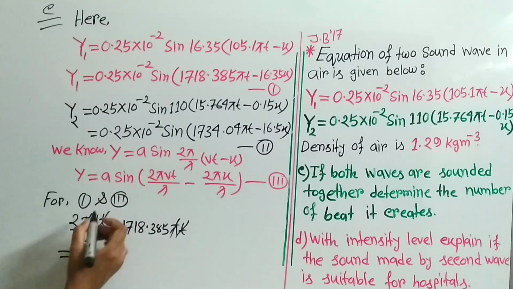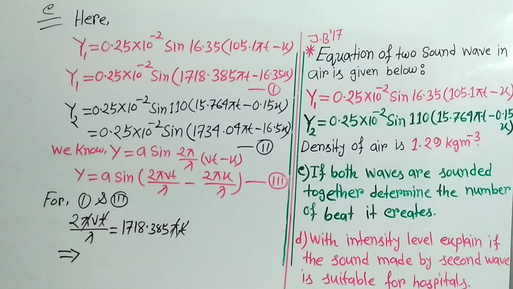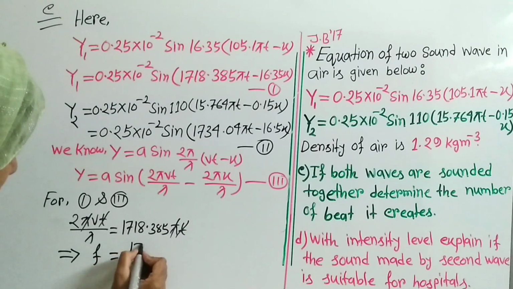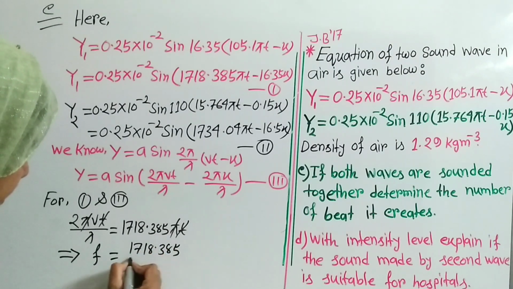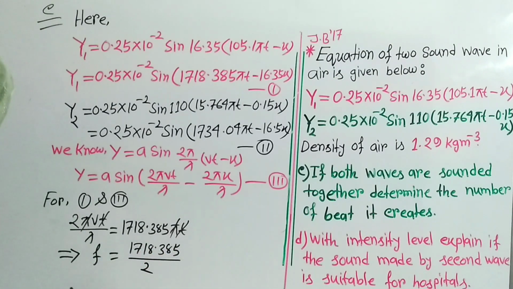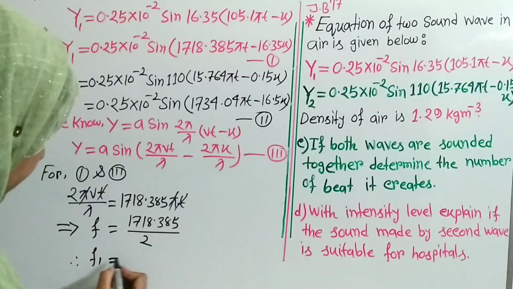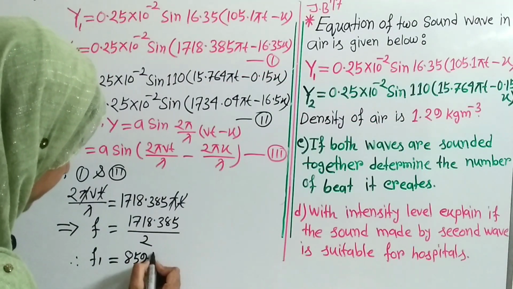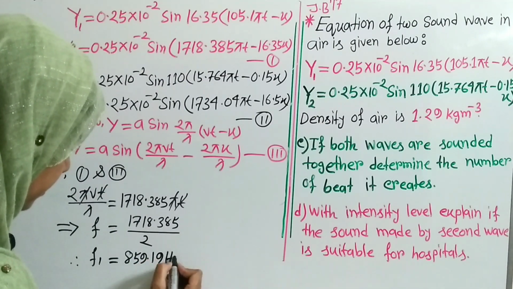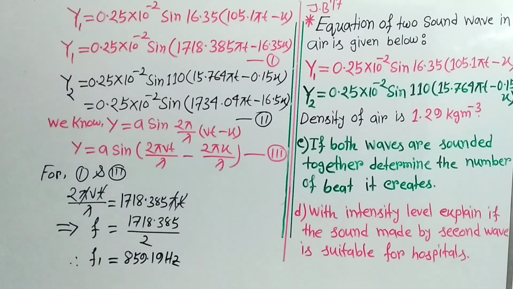Here you can see that V by lambda means frequency. So we can write f is equal to 1718.385 divided by 2, and the value of f1 will be 859.19 Hertz.